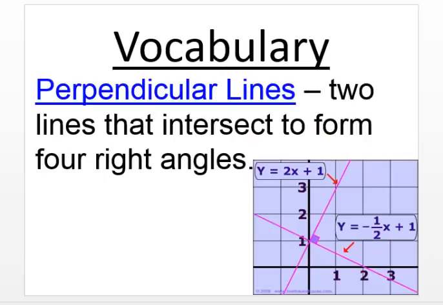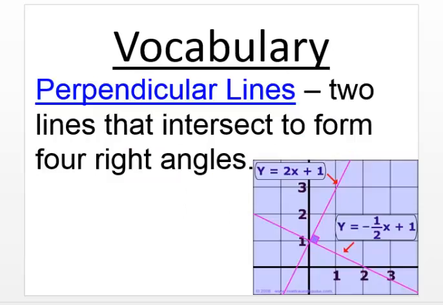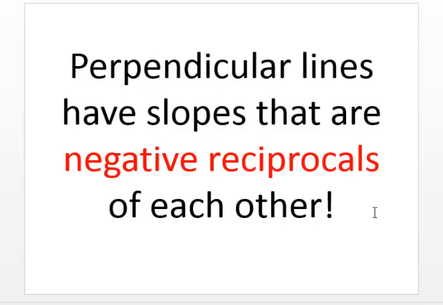Perpendicular lines are lines that intersect to form right angles. Perpendicular lines have negative reciprocal slopes. So the slopes are negative reciprocals of each other. So if I go back to this picture, I can show you what negative reciprocals look like. This one has a slope of 2 and this one has a slope of negative 1/2. If I make this a fraction and flip it, that's called a reciprocal. Changing its sign is the negative reciprocal. So once again, perpendicular lines have negative reciprocal slopes.